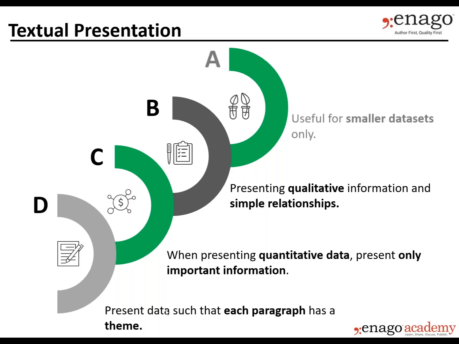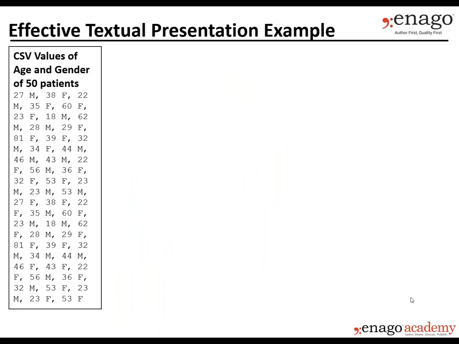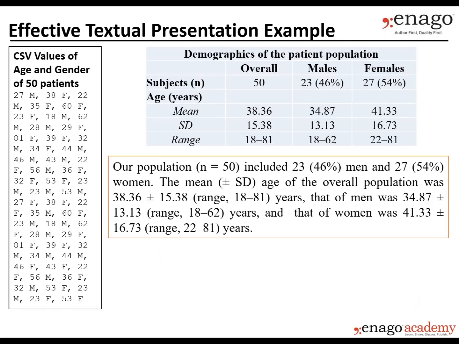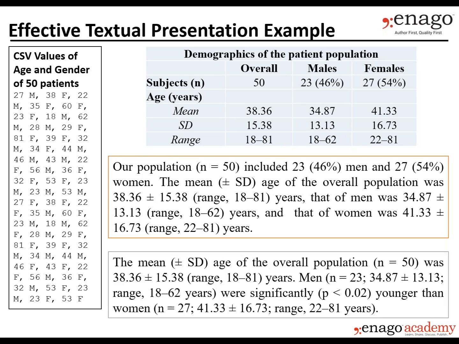Next slide. So effective textual presentation. If you've got a table up there at the top, that's the actual values. That's the quantitative ranges and values you're looking at. You've got the CSV, the raw data, on the left, and then two examples of how you might express the data in language.